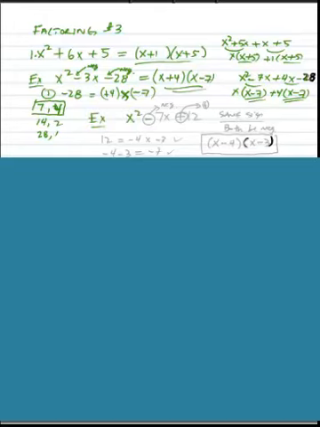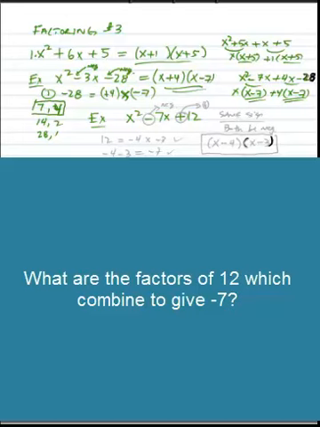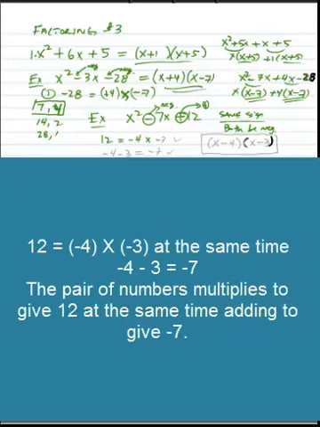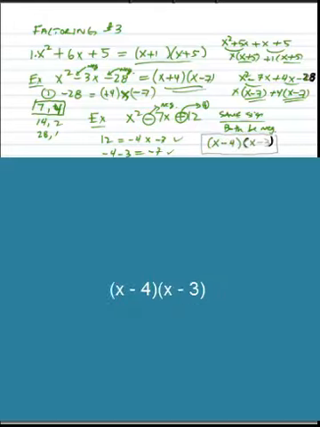x squared minus 7x plus 12. Well, this time, since we have a positive number, the two numbers have to have the same sign. And since the middle term is a negative, that means that the two numbers we're looking for must both be negative. And so we ask ourselves again, what are the factors of 12 that add together to give negative 7? And 12 is negative 4 times negative 3, and at the same time, negative 4 minus 3 makes negative 7. And so we had to have both of those things happening, and we know the solution to the problem would be x minus 4 and x minus 3.